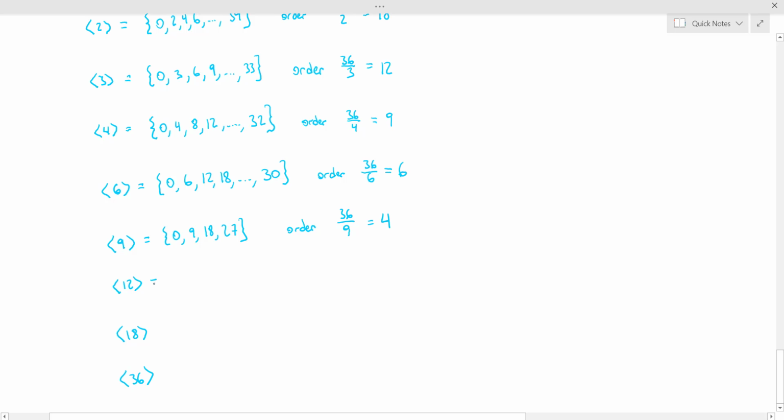The cyclic subgroup generated by 12 consists of 0, 12, 12 plus 12. 12 plus 12 plus 12 becomes 36, which is 0. So as you see, the order is equal to 3. 18 generates the cyclic subgroup consisting of 0, 18, and then 18 plus 18, which is 36, which is 0. So it's a cyclic subgroup of order 2.